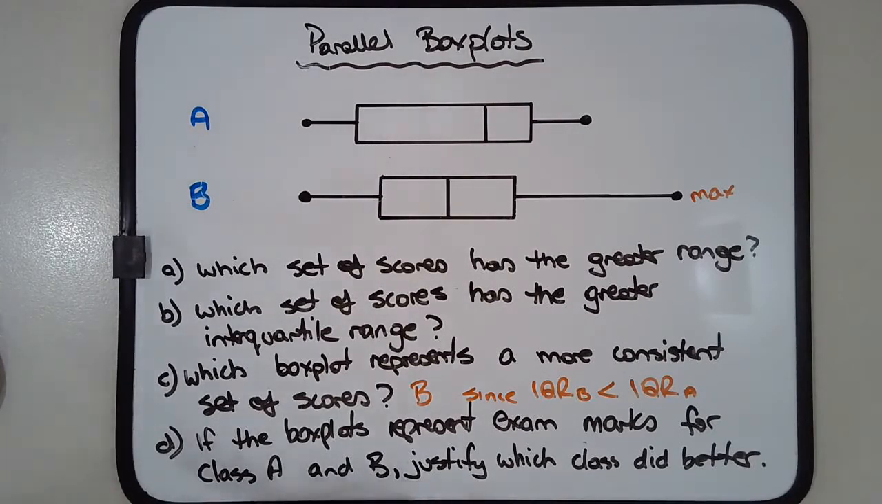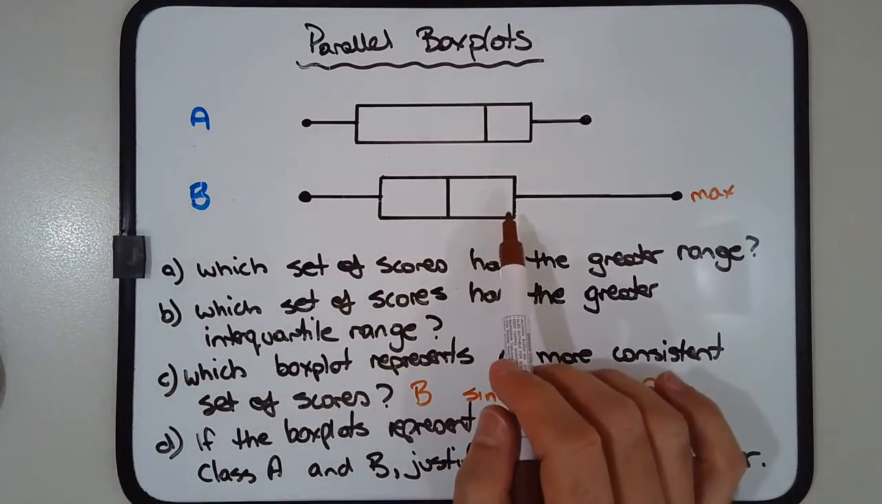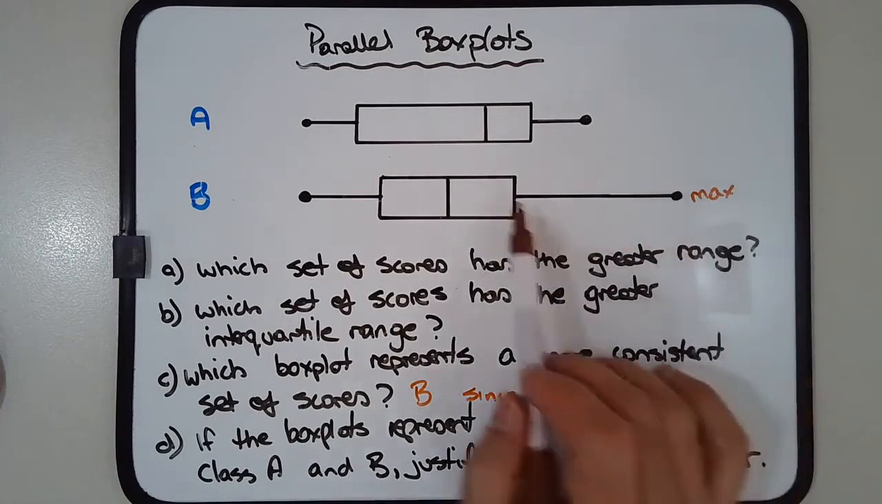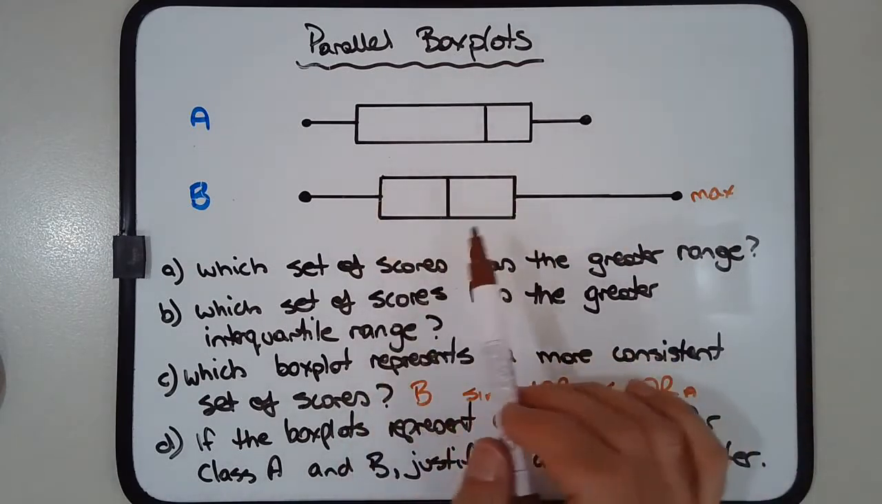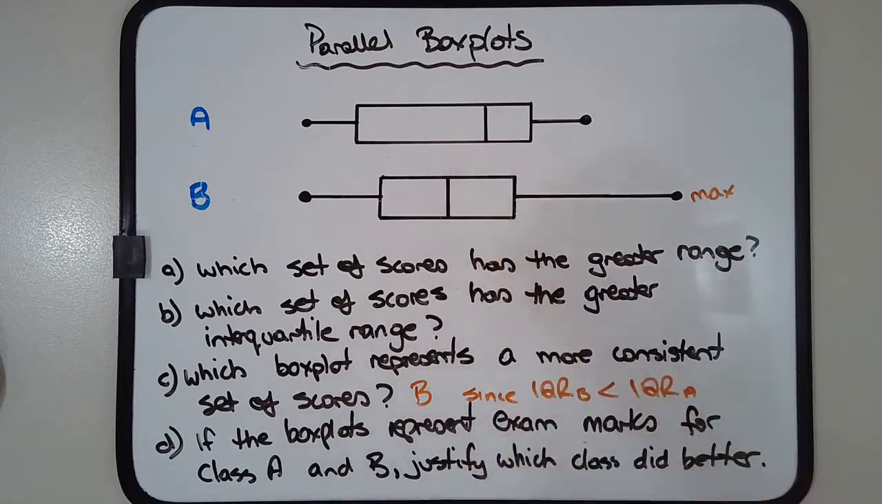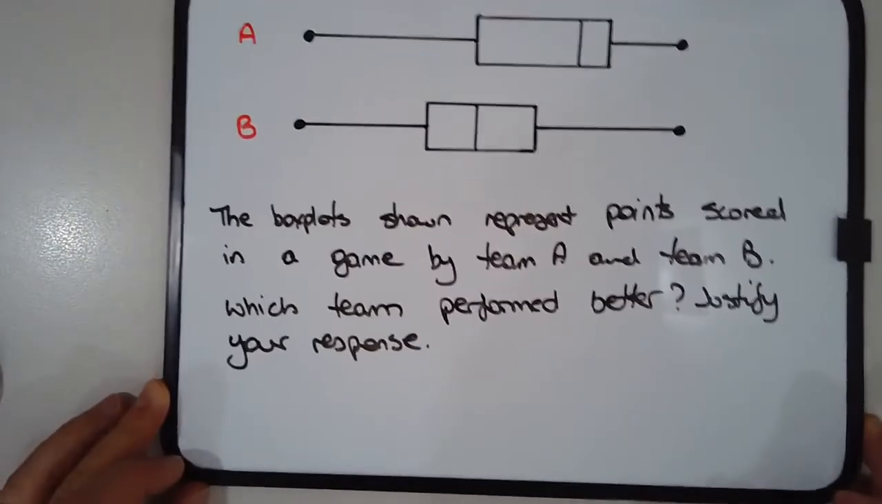Otherwise, you could say class B did better. It had a higher maximum and it had a more consistent, or smaller, interquartile range, which indicated more consistency than class A. I chose these box plots to create this discussion for you to think about. You might have your own thoughts as to which class did better, but as long as you're able to justify it, that's the main thing. All right, just one more example.